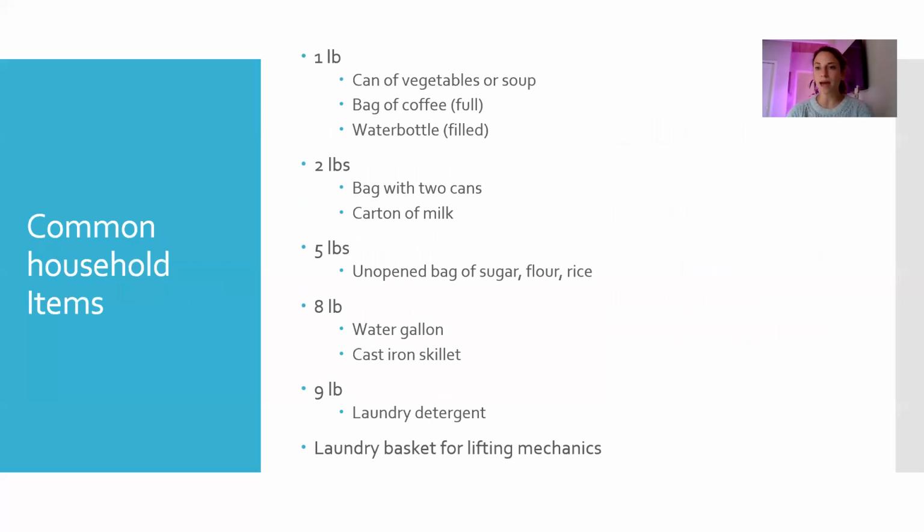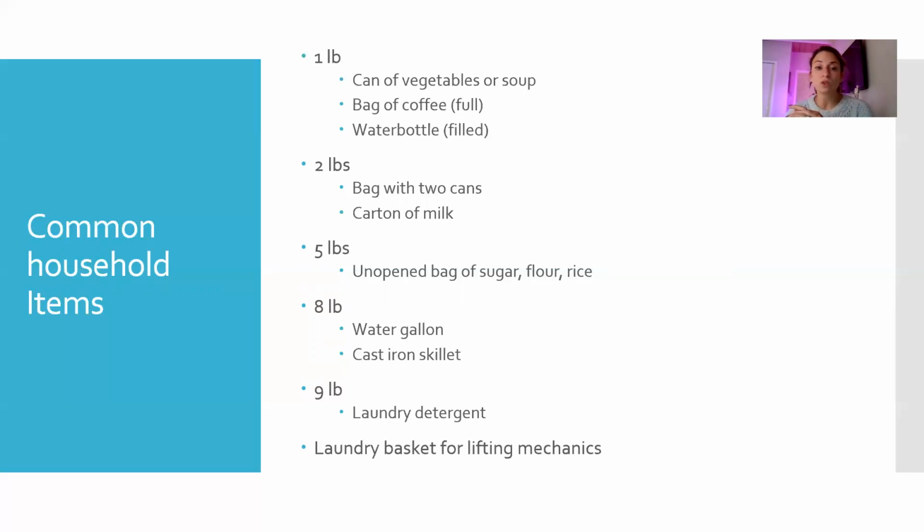All right, so going back to the equipment. One thing that you can do is use just some common household items. So with that, I have some weights listed for you and some items that you can use around the house. 1 pound is about a can of vegetables, soup, something in a can. A bag of coffee usually comes in a 1 pound bag. You just have to make sure it's full, that it's not a half full bag. And then a plastic water bottle that's filled up is going to be about 1 pound. The metal ones that are filled up are a little bit more than that. So if you want more weight, that's good.